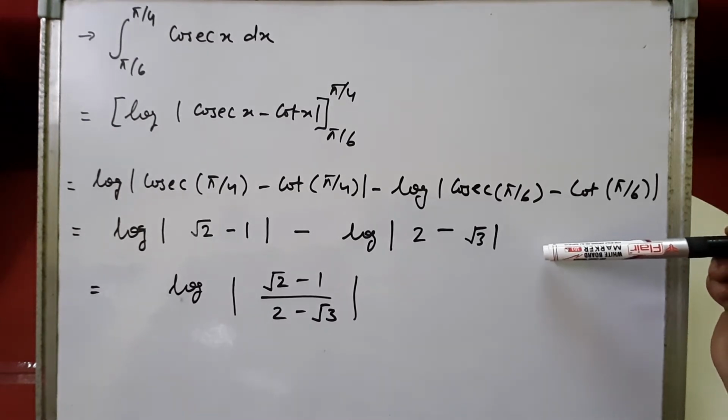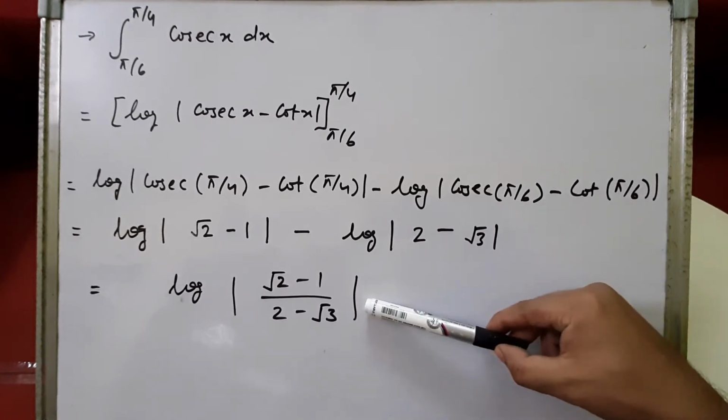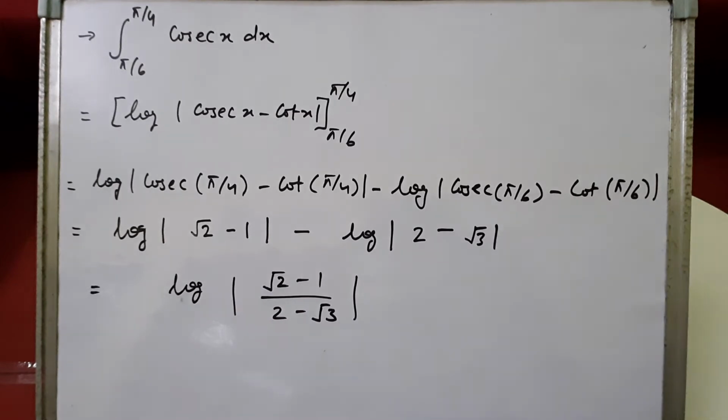So we know the property of logarithms: log m minus log n can be written as log m upon n. So it will be log of root 2 minus 1 upon 2 minus root 3. Alright children, please note down the solution.